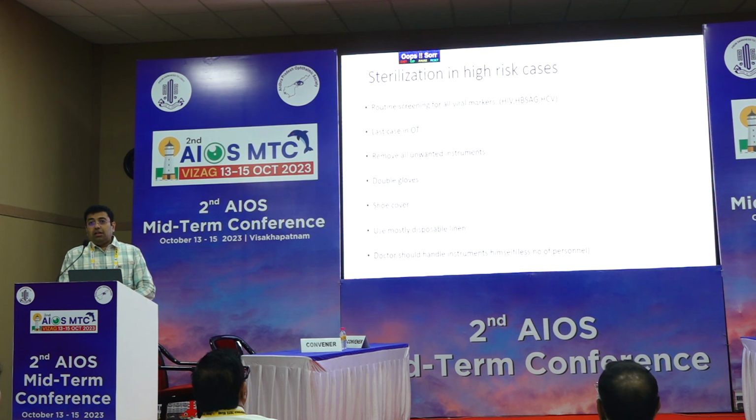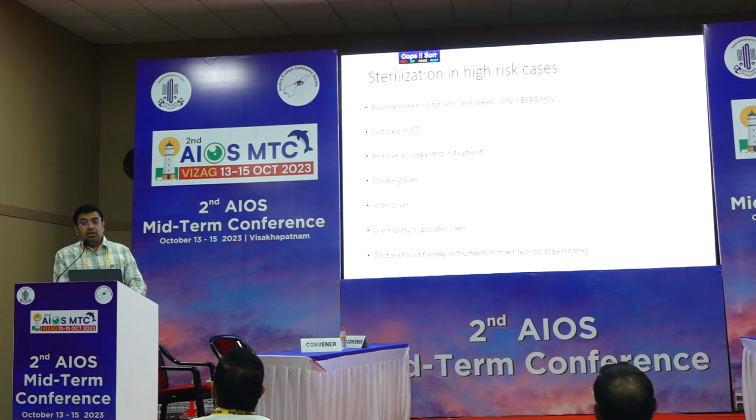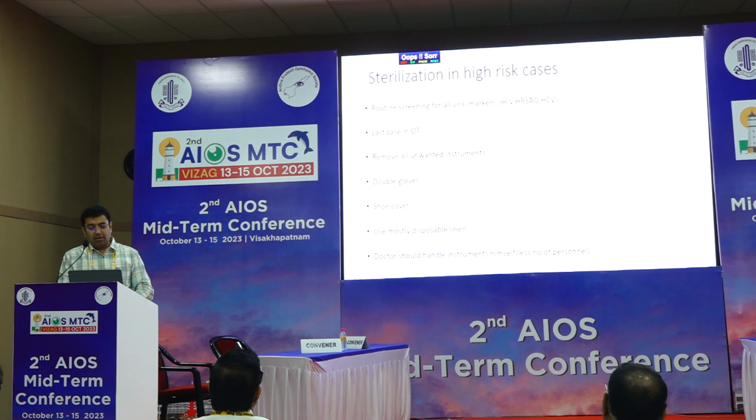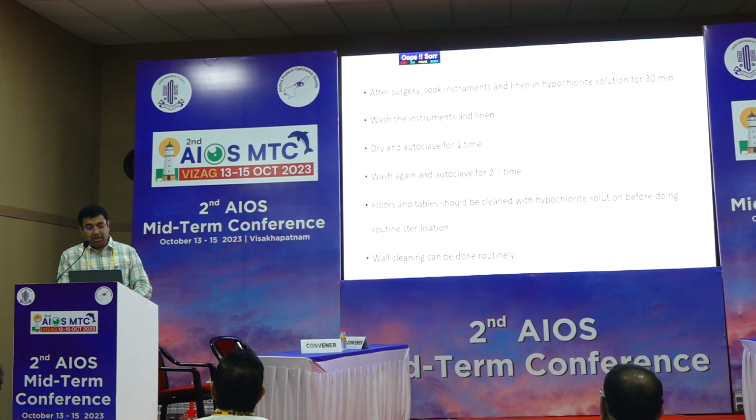And finally, if you are doing high-risk cases like HIV, HBsAg, and HCV, what we have to do is routinely screen for all viral markers. It should be done as the last case in the OT. You should remove all unwanted instruments from the table. Use double gloves, shoe covers, and it is always better to use disposable linen rather than your regular linen. And it is better to see that there are fewer personnel handling the operating table while you are operating a high-risk case. It is better you yourself handle the majority of the operation theater at that point of time.